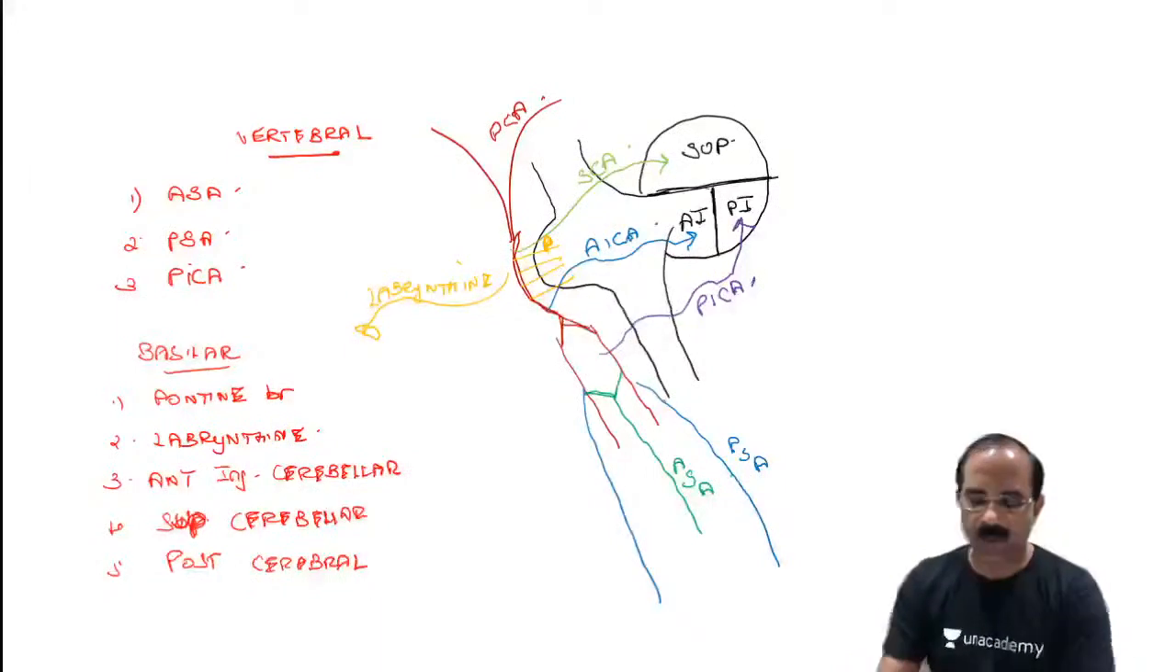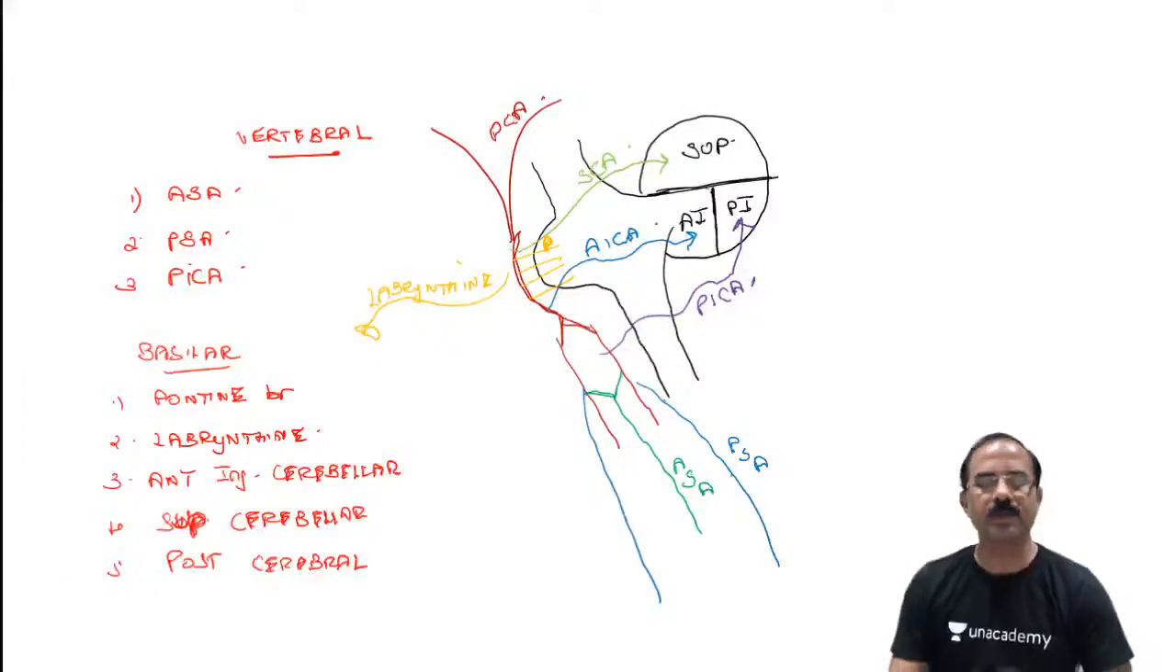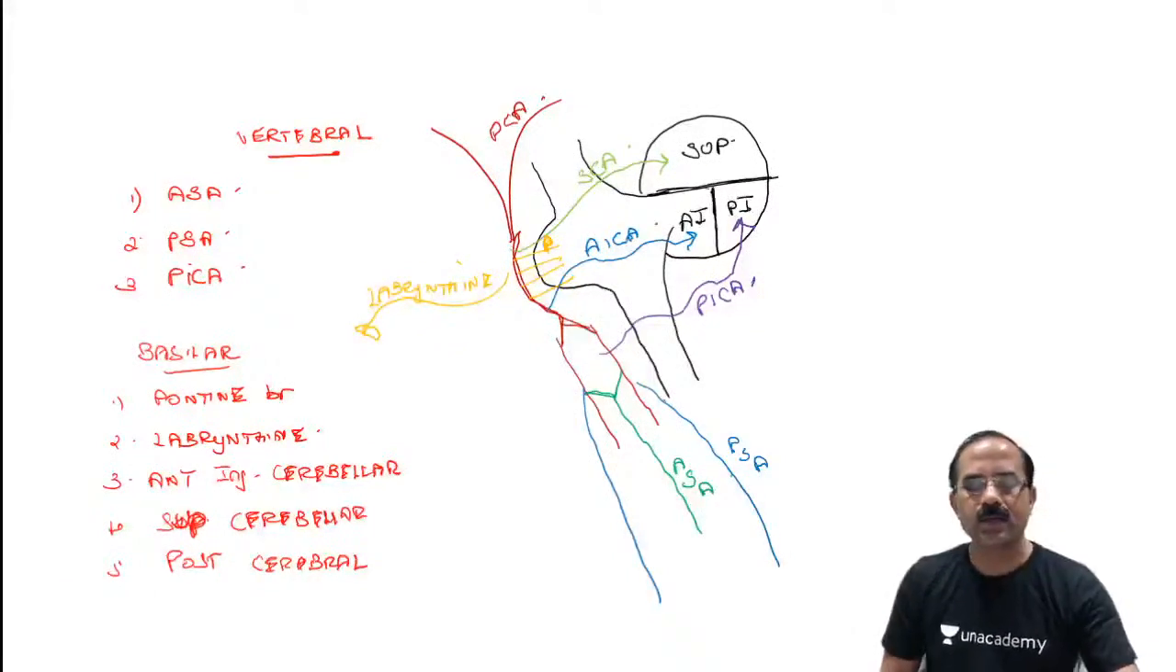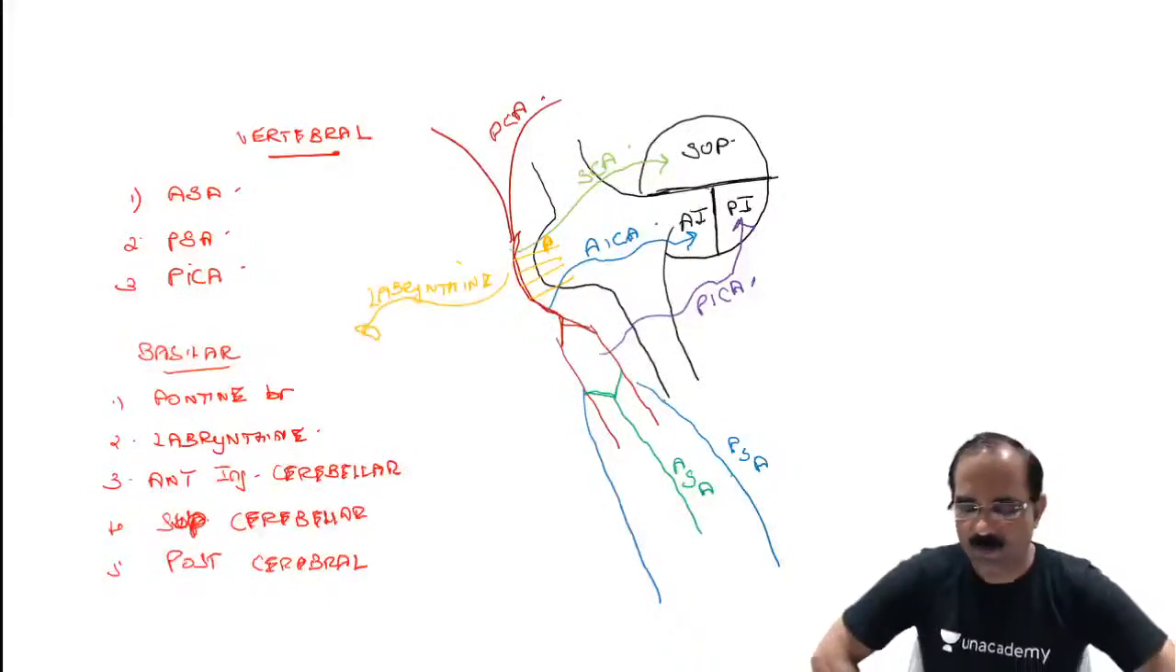So what are the branches of basilar? These are the pontine branches. This is the labyrinthine artery. That's an anterior inferior cerebellar, superior cerebellar and two posterior cerebral arteries. So these become the branches of basilar artery. I hope this is clear to all of you.